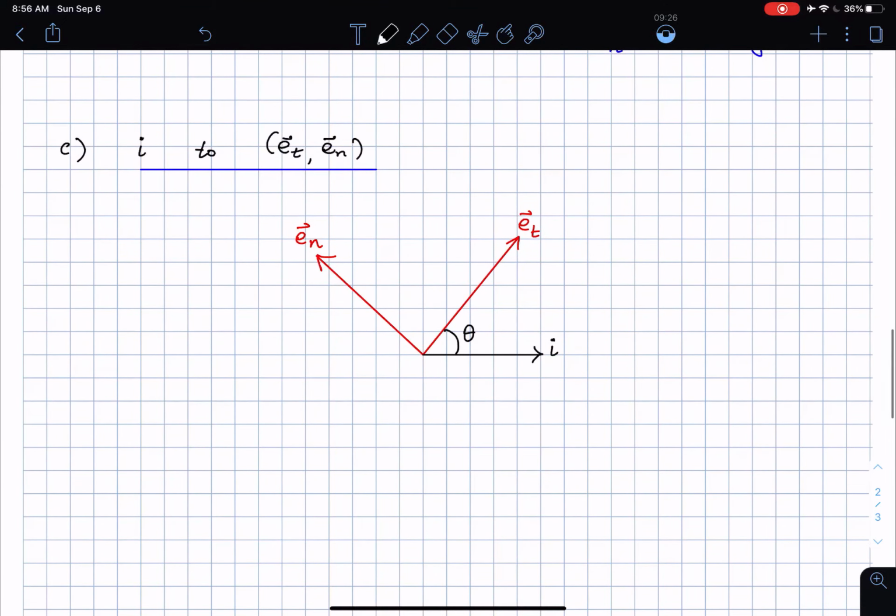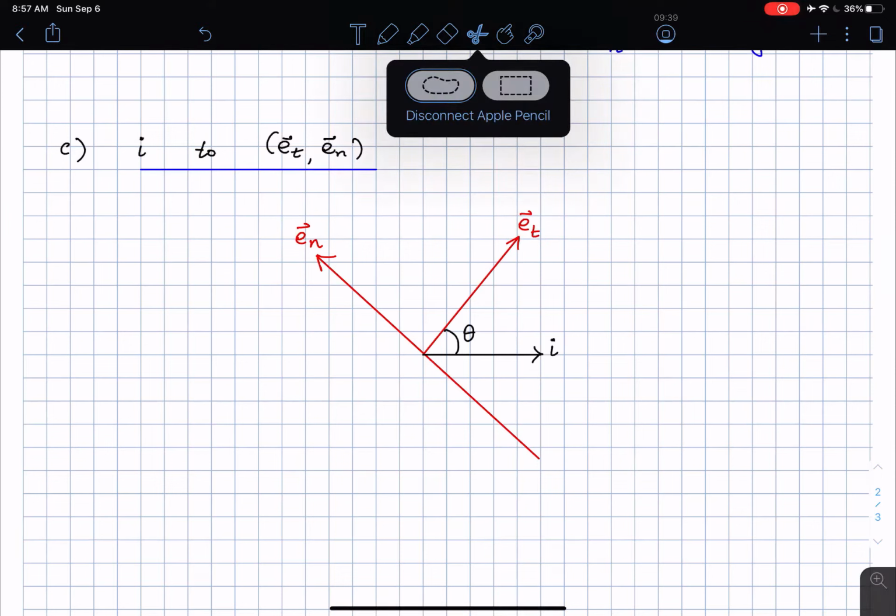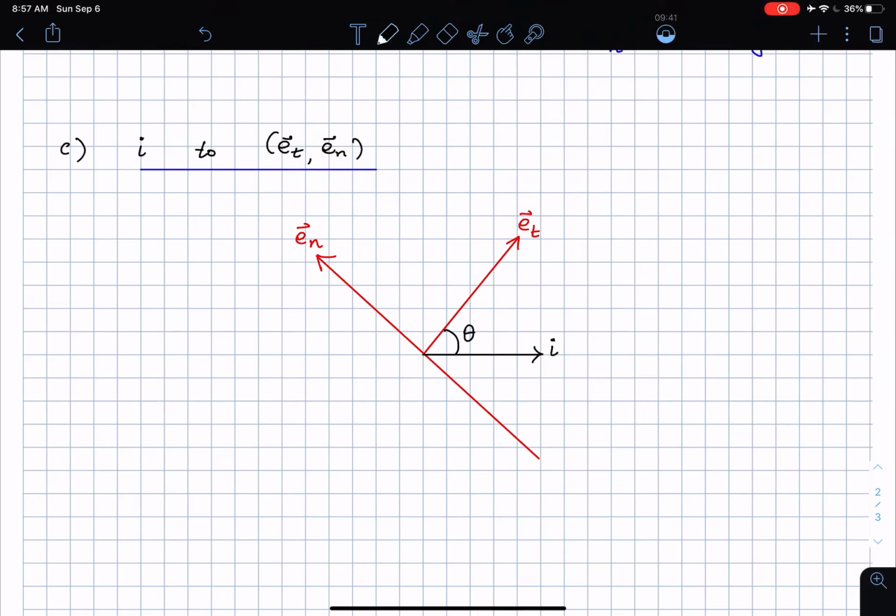Then I immediately recognize that if I want to project I onto the En direction, I have to extend En in the negative direction. So that's precisely what I'm going to be doing. Extend it onto the negative direction. Once I'm done with that, then I'm ready to do the projections. From the head of I, drop a perpendicular.